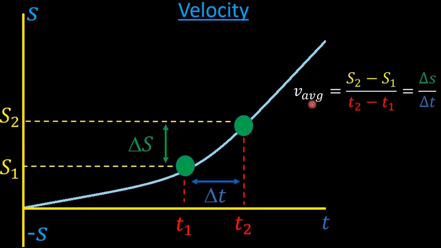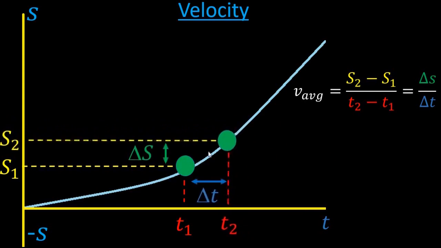To find the average velocity, we just do s2 minus s1 divided by t2 minus t1, which will give us delta s by delta t. So if we do the change in displacement divided by the change in time, that will give us an average velocity. And that will be an average velocity moving from this point there, from s1 to s2.